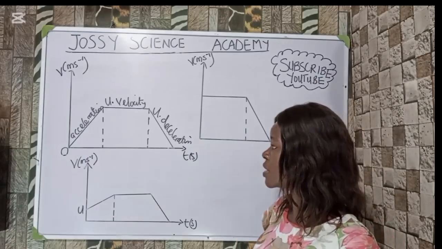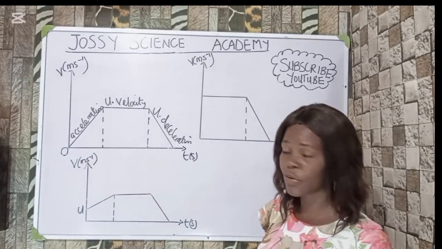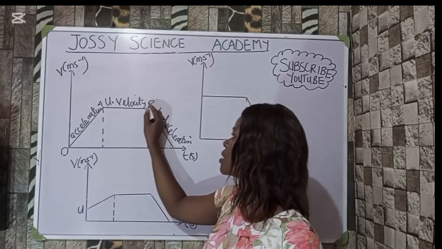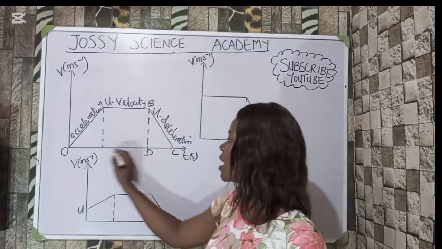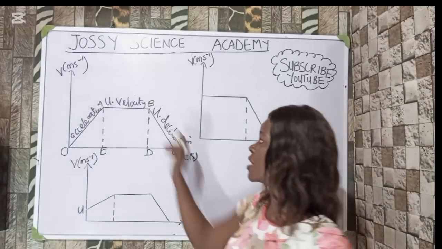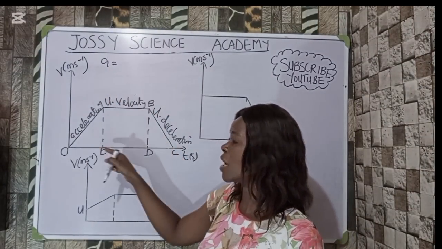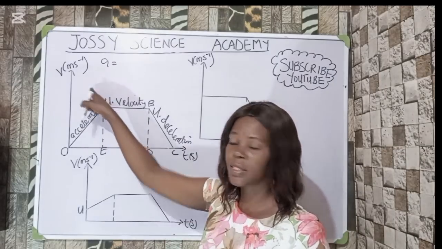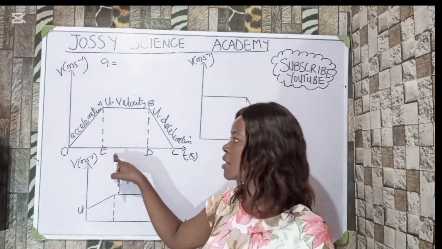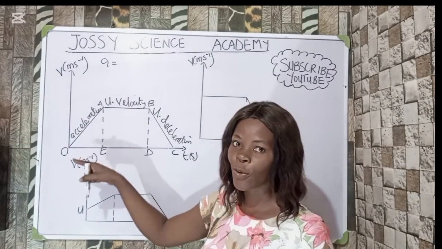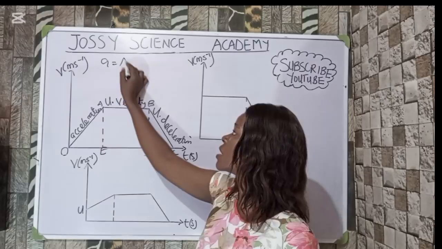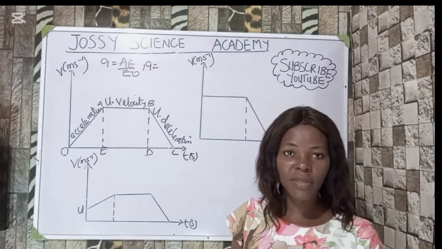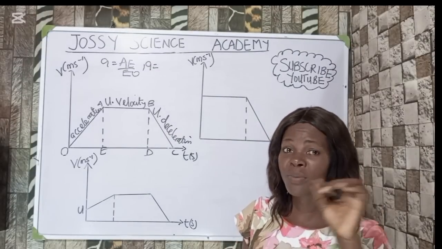Now you must note that from here to here is acceleration. Let me assume that this is point A, this is B, this is C, D, and E. For us to get the acceleration, acceleration is change in velocity over change in time. That is, vertical is for velocity and horizontal is for time. That will give us AE over EO. I hope you are following me. So acceleration is AE over EO.